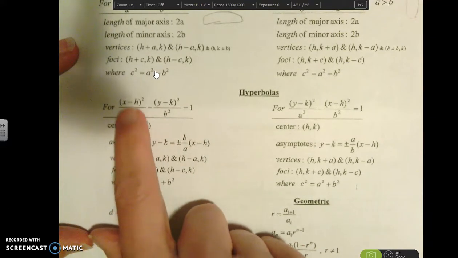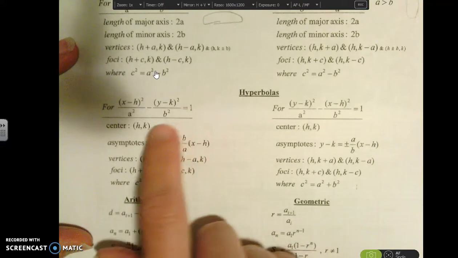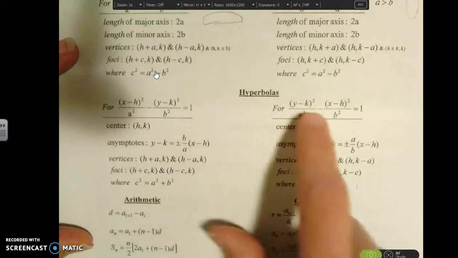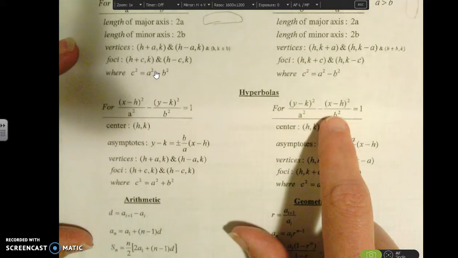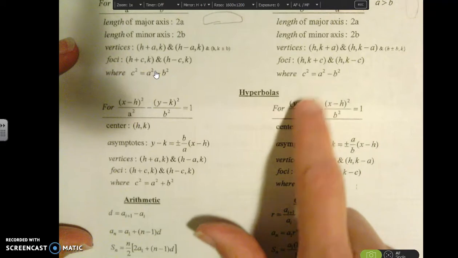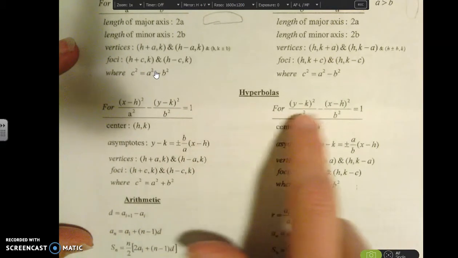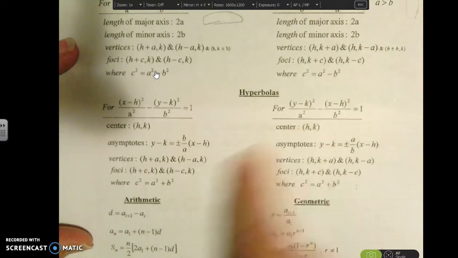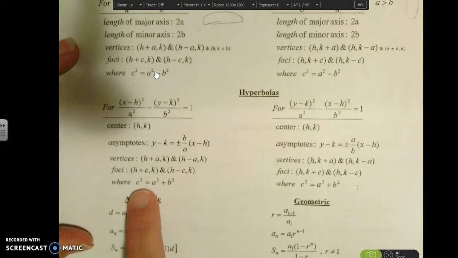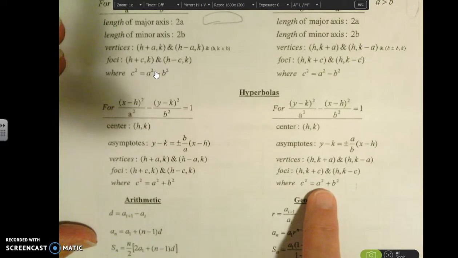Since A is under X, that means this hyperbola is going to be symmetric about the x-axis. And this one, since A is under Y, it's going to be symmetric about the y-axis. So this one, your hyperbola is going to go left and right, and this one's going to go up and down. The other thing you'll notice is that to find C on this one, you are going to do Pythagorean theorem, so it's a squared plus b squared.